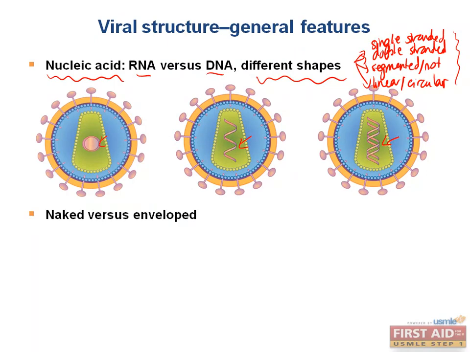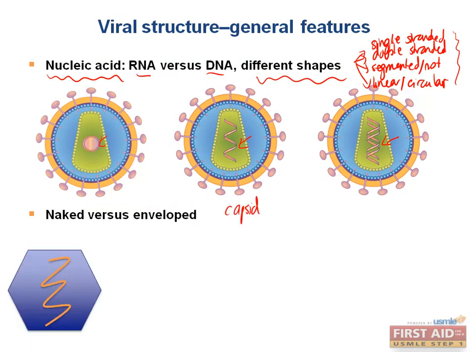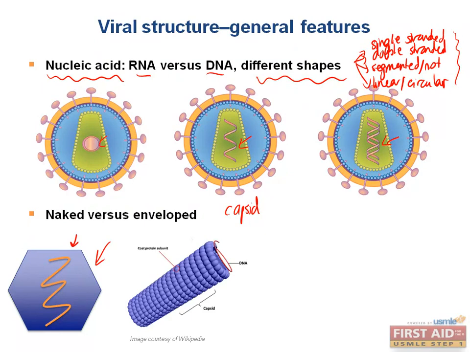Another thing to consider about the viral structure is whether the nucleic acid is encased within a protein coat called a capsid. In this first image of a naked virus, the outer capsid is not surrounded by anything else. Here I'm pointing to the outer capsid. Now note that the capsid itself can take on one of 2 shapes. It can take on an icosahedral shape, which you can see in this image, or a helical shape as shown in this image. So what are the purposes of the capsid?